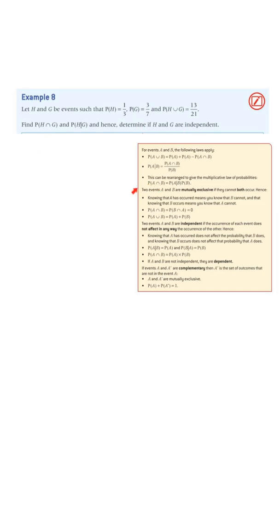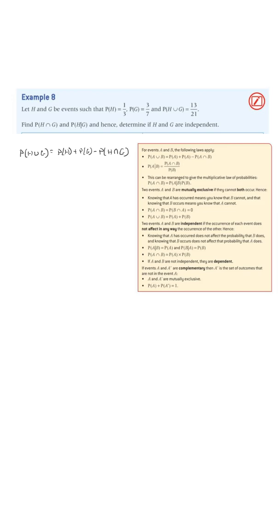Again, on the previous page we have a formula for events A and B, that the probability of A union B is equal to the probability of A plus the probability of B minus the probability of A intersection B. So we're going to use that one, and change the letters to H and G. So the probability of H union G is equal to the probability of H plus the probability of G minus the probability of H intersection G.